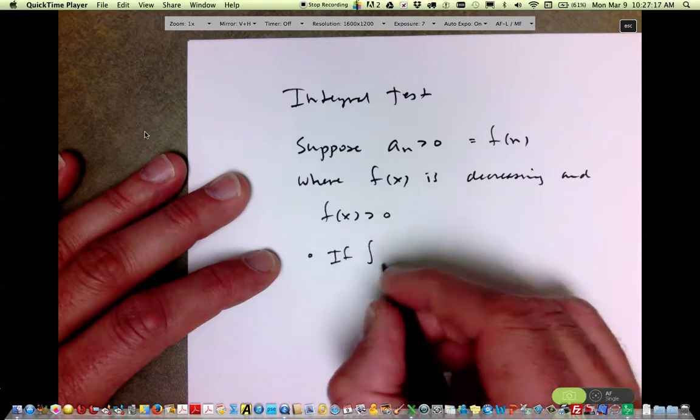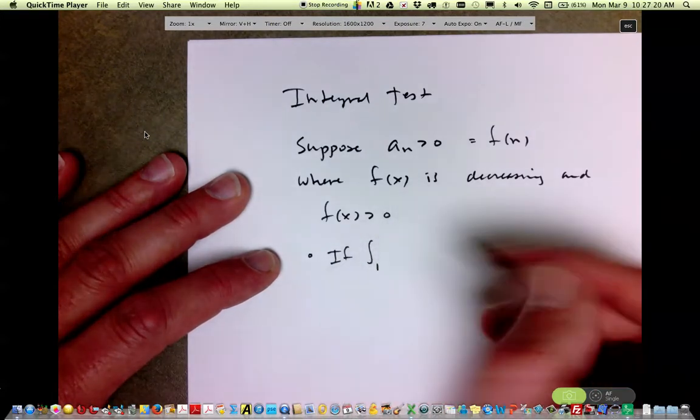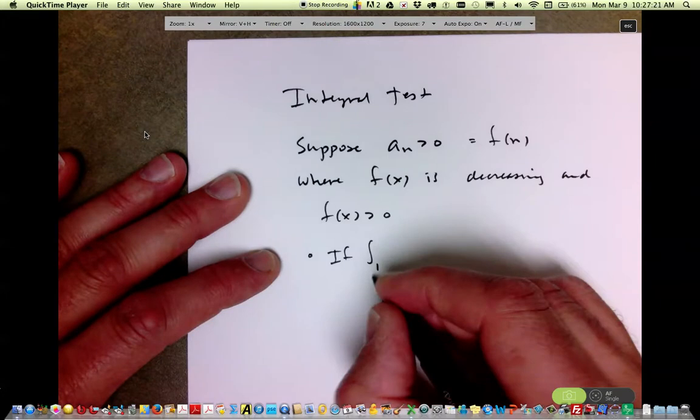Okay, and then our conclusion here is, if the integral from something to infinity of f of x dx converges, then the series n goes from 1 to infinity of a sub n also converges. The second part is, if the integral from 1 to infinity of f of x dx diverges, then the series n goes from 1 to infinity of a sub n also diverges.